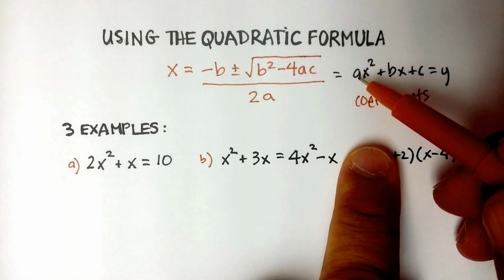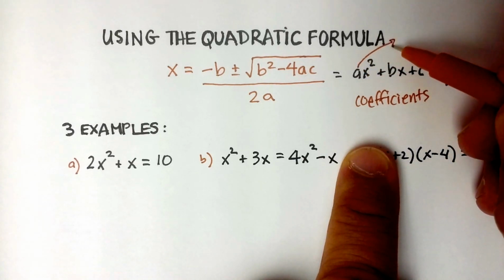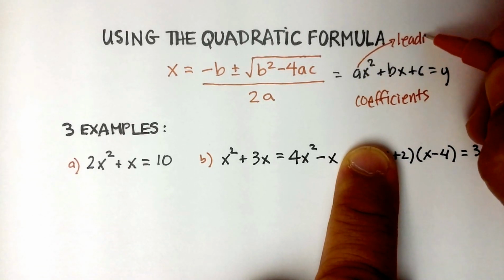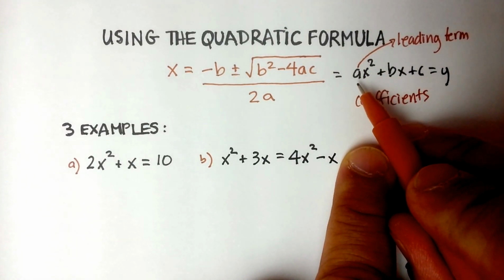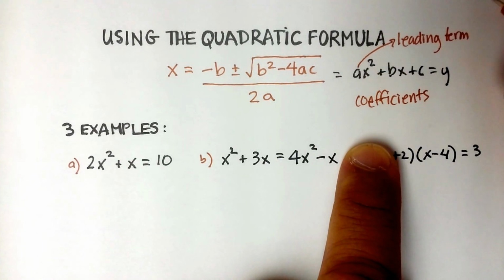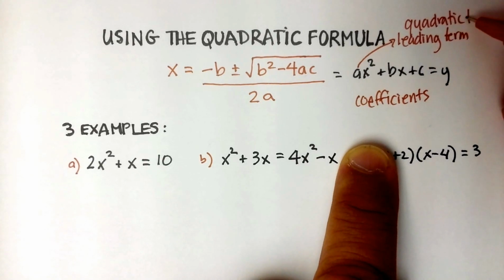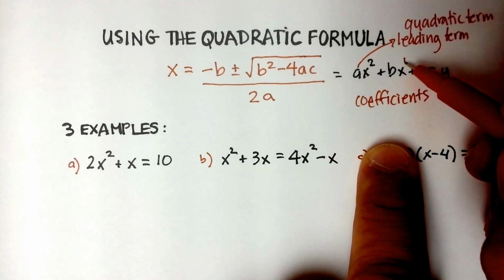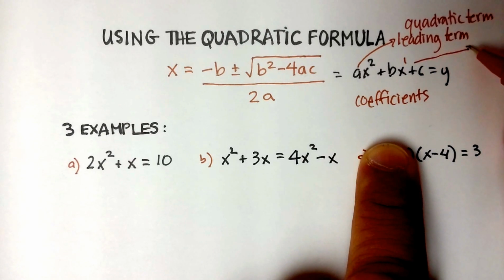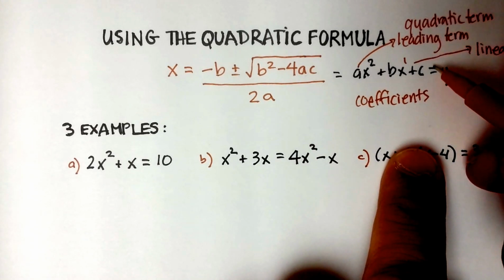Now the a is the coefficient in front of the quadratic term. Okay, so it's known as the leading term, and the a is actually the leading coefficient, okay? Again, it's in front of the quadratic term. The b is the coefficient in front of the x to the first. This is called the linear term. And finally, the c is what they call the constant.